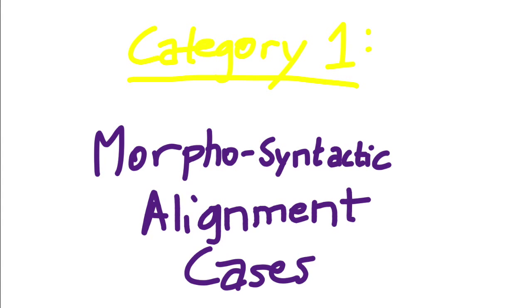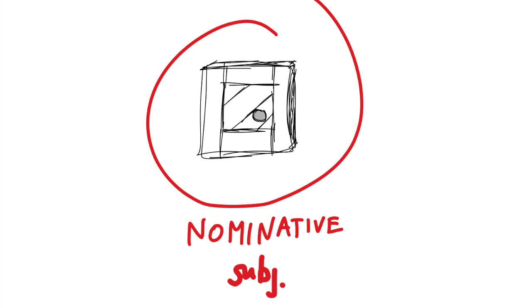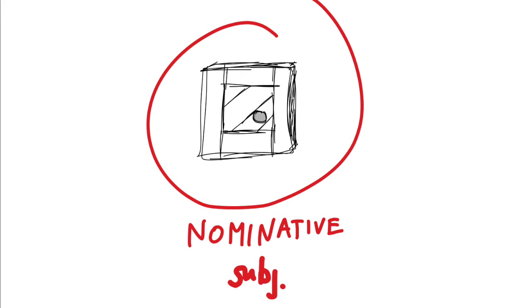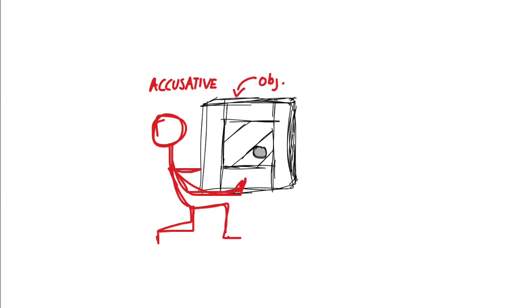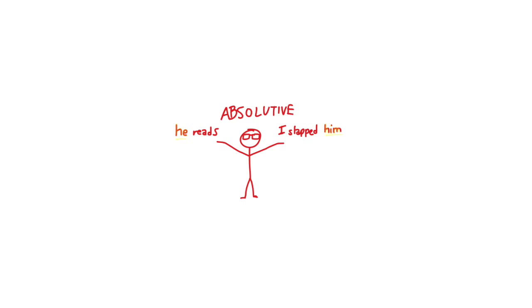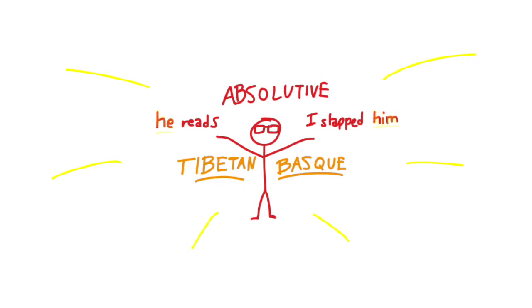The most common is the nominative case, which is used to indicate the subject or agent as well as the experiencer of a thing, as in like, she paused. The complement or opposite of this is the accusative case, which represents the object of a transitive verb, or the patient. There's also the absolutive case that defines the subject of an intransitive verb and the object of a transitive one, or at least that's what it does in Tibetan and Basque.